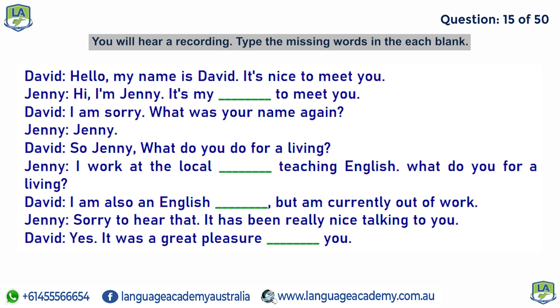Hello. My name is David. It's nice to meet you. Hi, I'm Jenny. It's my pleasure to meet you. I am sorry. What was your name again? Jenny. So Jenny, what do you do for a living? I work at the local school teaching English. What do you do for a living? I am also an English teacher, but I'm currently out of work. Sorry to hear that. It has been really nice talking to you. Yes, it was a great pleasure meeting you.